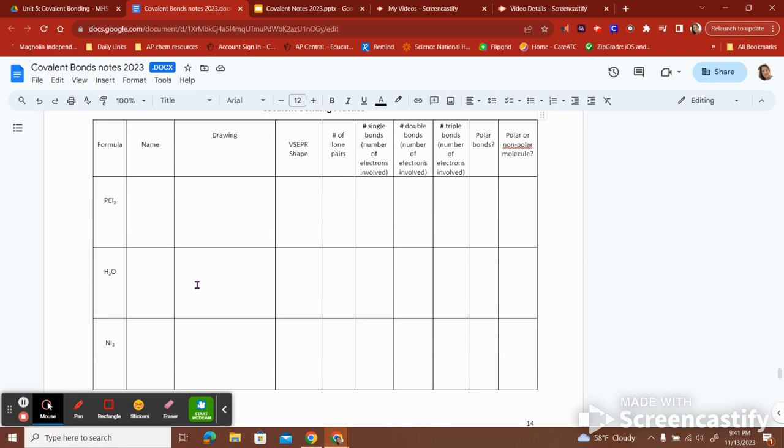So what I specifically want you to work on, okay, is I want you to name them for practice. I want you to draw them, which is what we've been doing. I want you to count the lone pairs, the number of single, double, and triple bonds, okay? We will do VSEPR shapes another day. We will do bond and molecular polarity another day. So these two columns, the drawing is really the only main new thing that you have. And then counting your lone pairs and single and double, triple bonds.